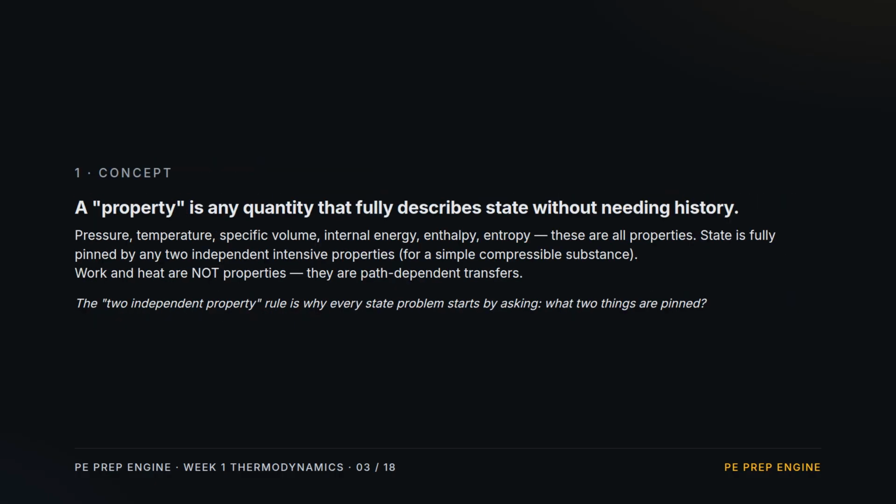A property depends only on the current state, not on how it got there. Pressure, temperature, specific volume, internal energy, enthalpy, entropy, all properties. Work and heat are not, they're path-dependent transfers. The rule: a simple compressible substance is fully fixed by any two independent intensive properties. Two numbers pin the state. Every state problem starts by asking, what two things are pinned?